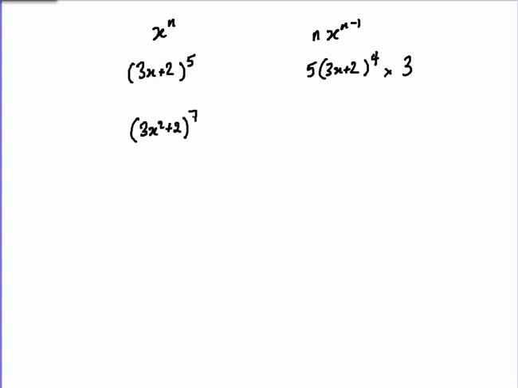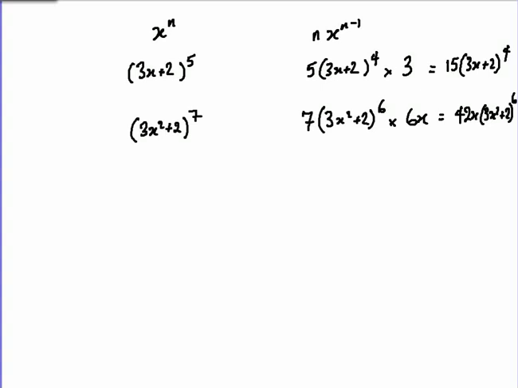And finally, x to the n we know becomes n times x to the n minus 1. So if we have something to the power 5, we know we're going to get 5 times something to the power 4. If we have an inside function, we multiply by the derivative of the inside, 3. Take 3x squared plus 2 to the power 7. Something to the power 7 becomes 7 times something to the power 6, multiplied by the derivative of the inside, 6x. Of course, you can tidy these up a little bit. We could tidy that one up to 15 times something to the power 4. We could tidy this one up to 42 times x times 3x squared plus 2 to the power 6.